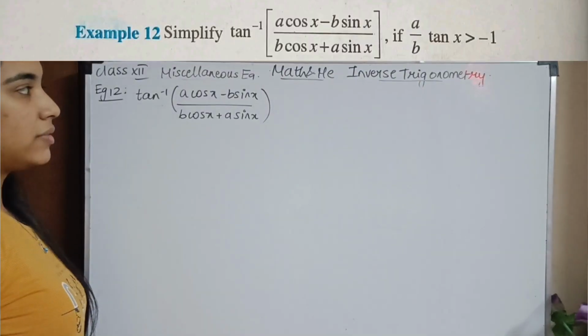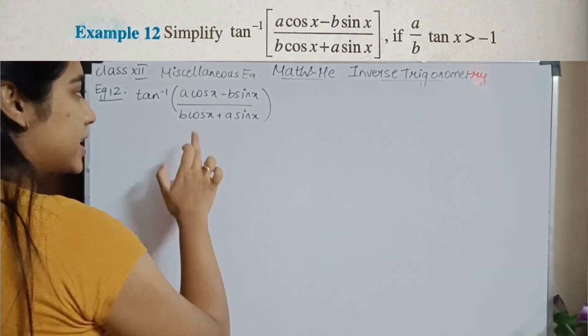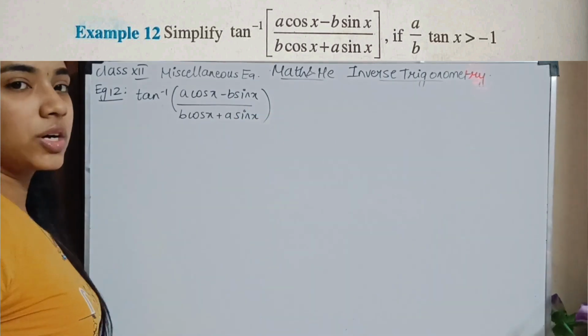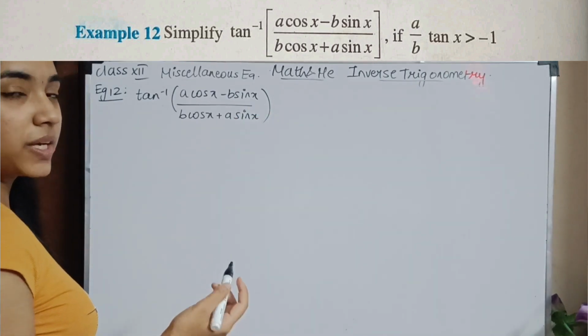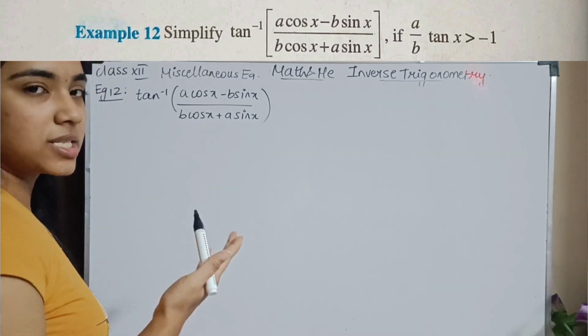Example 12. Tan inverse of a cos x minus b sin x divided by b cos x plus a sin x. So in that I'm going to divide the whole expression by cos, because then sin by cos will come and I will get a tan. I know relations when it comes to inverse. I know only relations based on tan. In sin and cos there are very few.